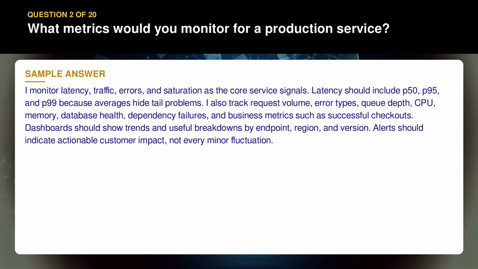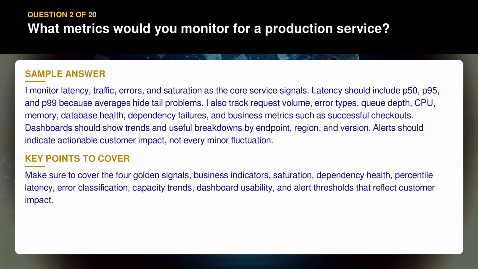successful checkouts. Dashboards should show trends and useful breakdowns by endpoint, region, and version. Alerts should indicate actionable customer impact, not every minor fluctuation. Make sure to cover the 4 golden signals: business indicators, saturation, dependency health, percentile latency, error classification, capacity trends, dashboard usability, and alert thresholds that reflect customer impact.